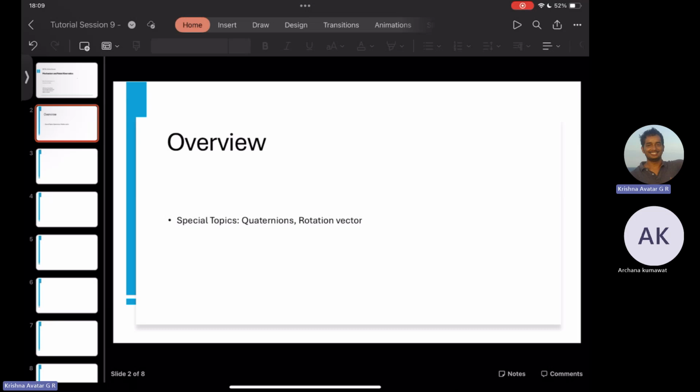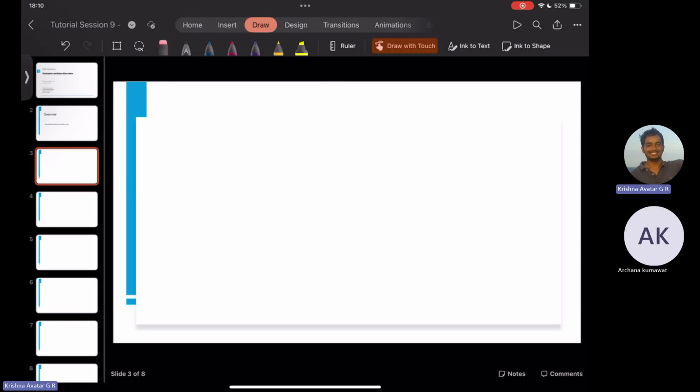Continuing with our previous discussion about what we have been studying, which is quaternions and rotation vector, today we would be continuing our discussion on quaternions and then also talk a bit about how to represent the rotation in terms of a single vector. So we start with quaternions.